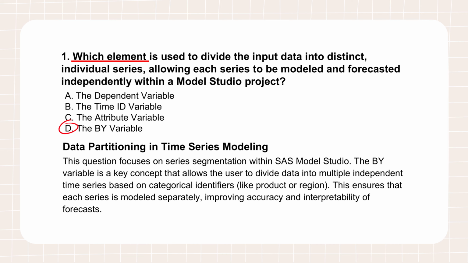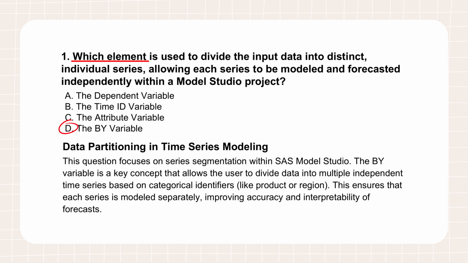The key thing here is that it allows each of those, maybe thousands of resulting series, to be modeled and forecasted independently within the system. If you don't define that BY variable properly, your model's just fighting too much noise. It really compromises the predictive power. That makes a lot of sense.